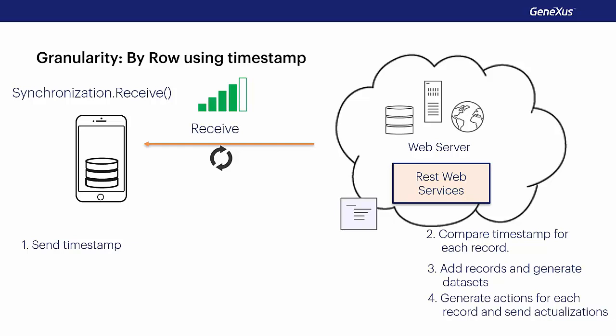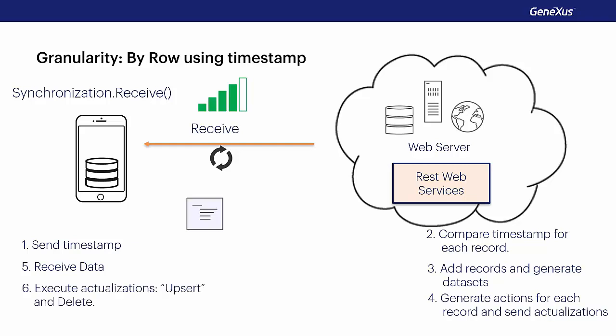In the device, an upsert will be made. That is to say, if the record exists, it'll be updated. Otherwise, it'll be inserted. All this information is sent to the device. The device receives the data, performs the operations, update, delete, and insert, and then updates the timestamp.